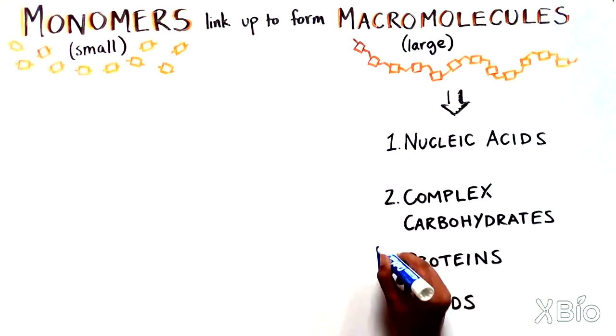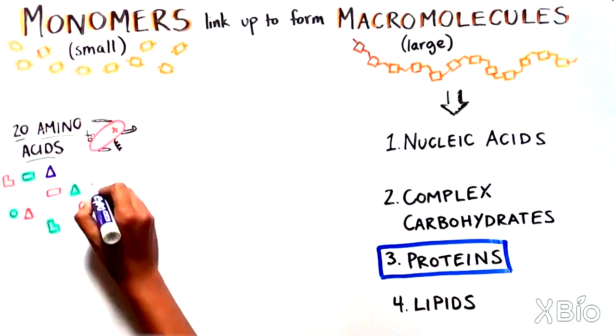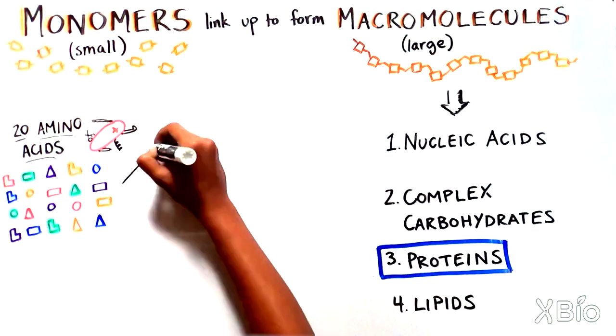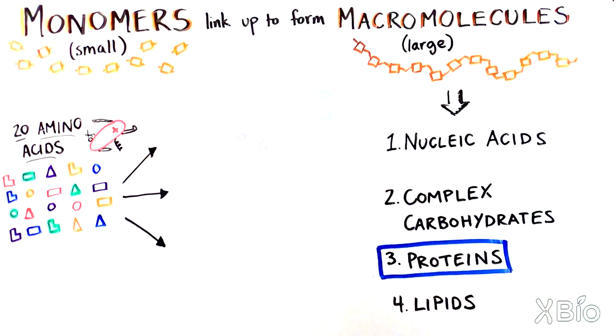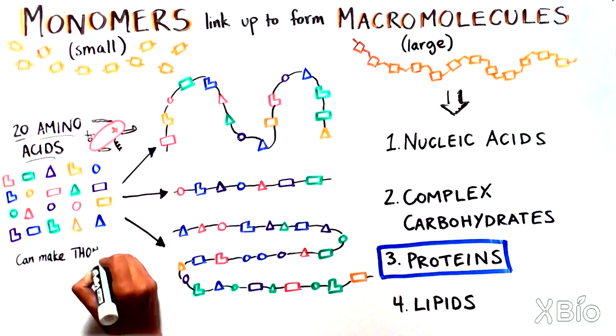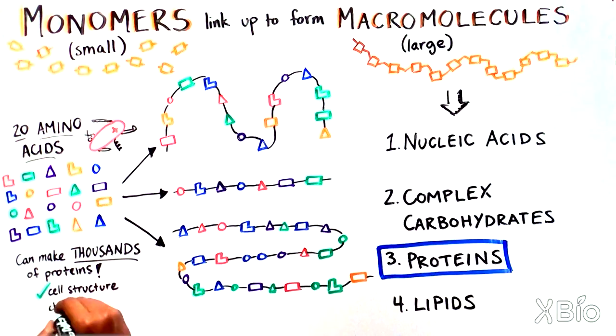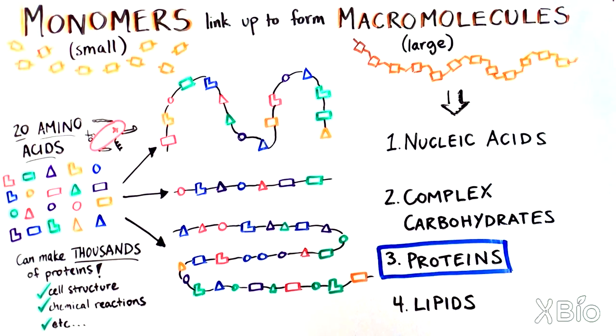Amino acid monomers join directly together to form proteins. As we mentioned, there are 20 different amino acids. These can link up in many different orders and in chains of varying length, which means that we can make many thousands of different types of proteins. These proteins are used for cell structure, to carry out chemical reactions inside cells, and many other functions.